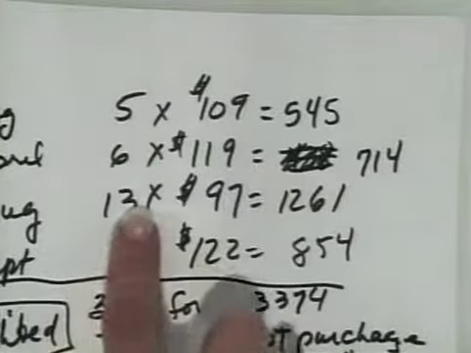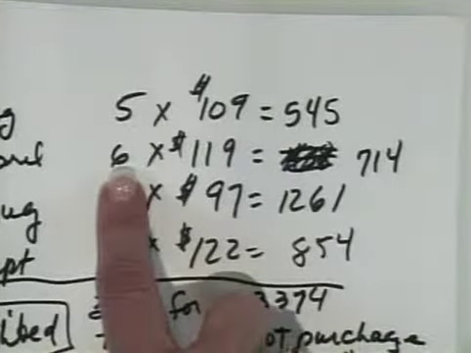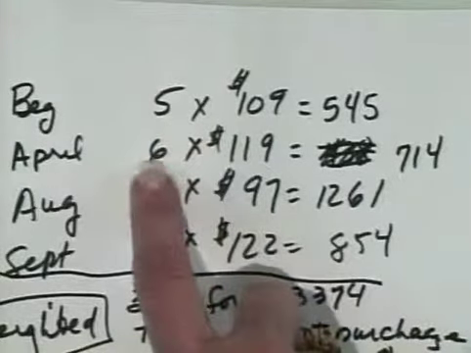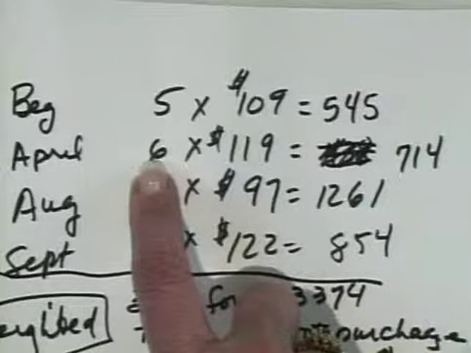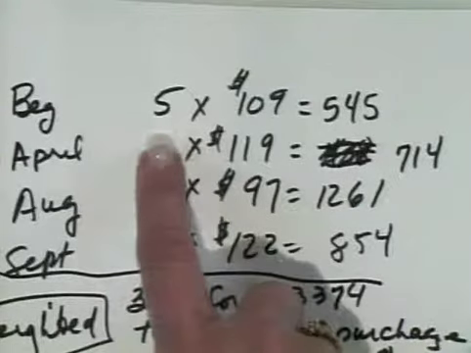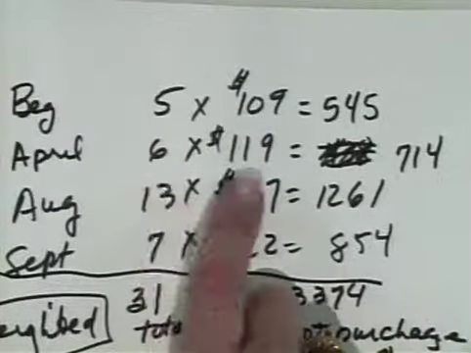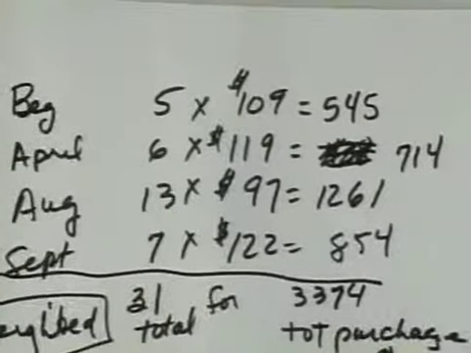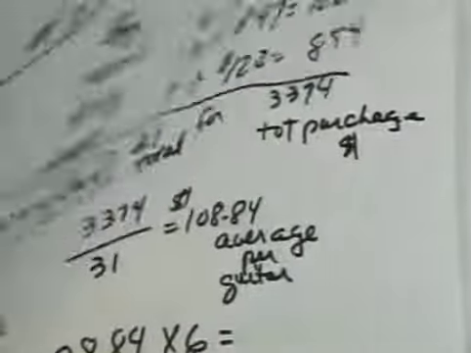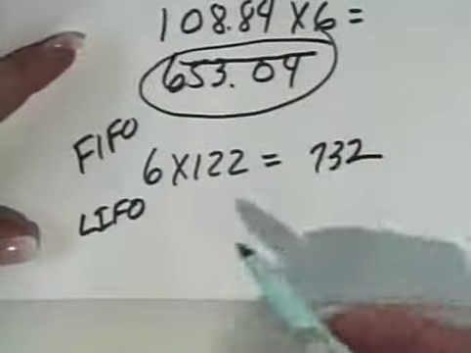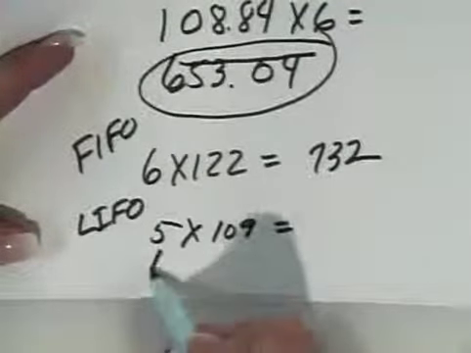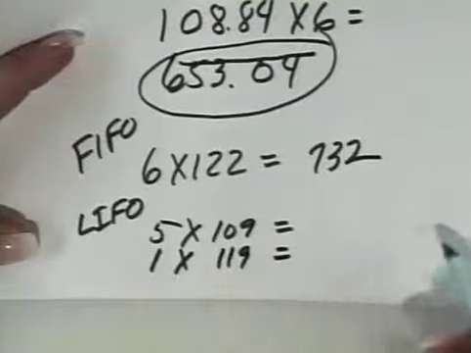I would have sold all of these 7, all of these 13, 5 of these. What would be left in the 6 would be this original 5 plus 1 of these. Yes? So my calculation for last in, first out would be 5 of these times 109 plus 1 of these at 119. Is that making sense? Is that number 7? We're just answering more than number 7 asked, I think. If we were doing last in, first out, we would do 5 times 109 plus 1 times 119.